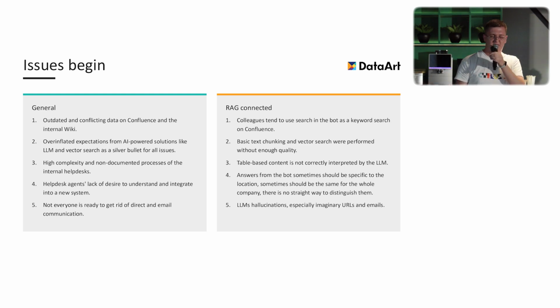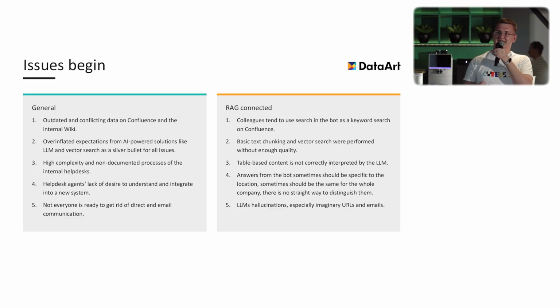Some of the answers must depend on the user's location because we have lots of locations, and a user may ask, okay, public holidays in my location. We need to provide information for the user's location, not in general for all the DataArt offices. And for sure, LLM hallucination. We found out that everything that is not provided in the context, not mentioned in the prompt, will be hallucinated, 100%. If the model can generate a URL, for example even the main URL of Confluence, it will generate it. Be sure you validate everything.